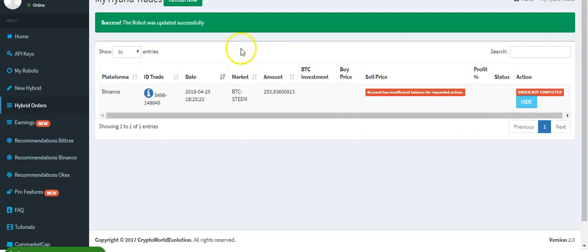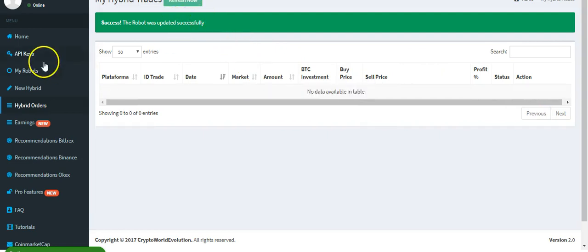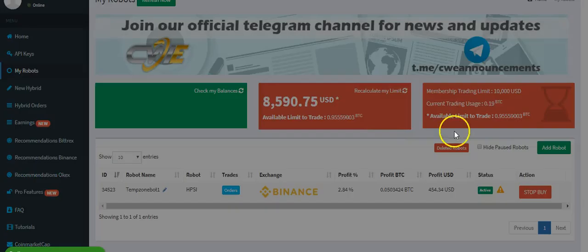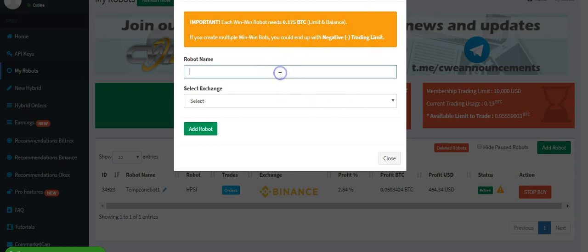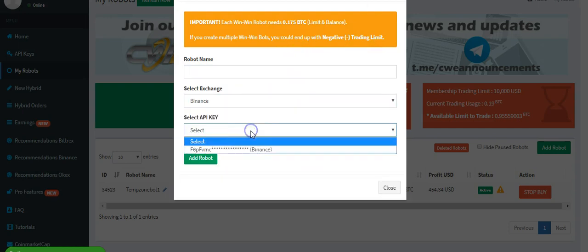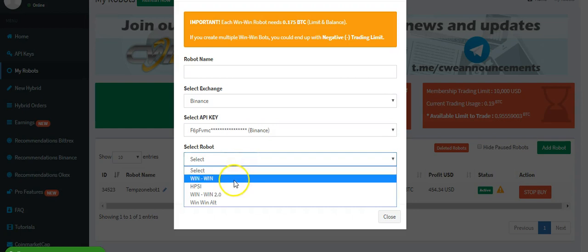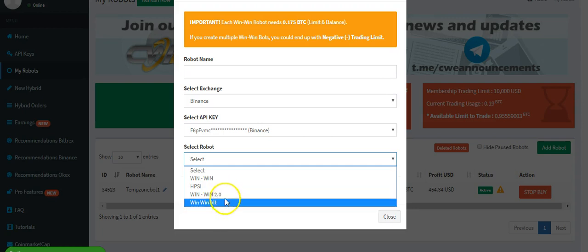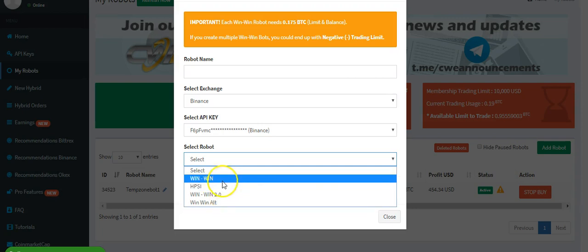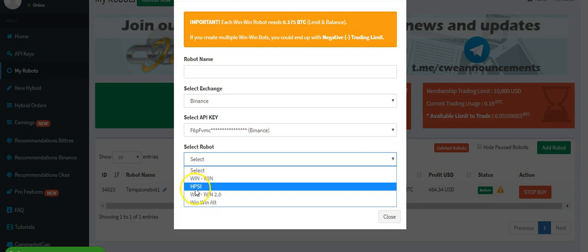So what we're going to be doing is looking at the automatic bots right now. So that was the hybrid bot. Now we can do this. So what we can do is look at the automatic bots, the WinWin and the HPSI. And then there's also two forms of the WinWin bot. So the HPSI bot is a bot that works how you would typically think a bot would work.